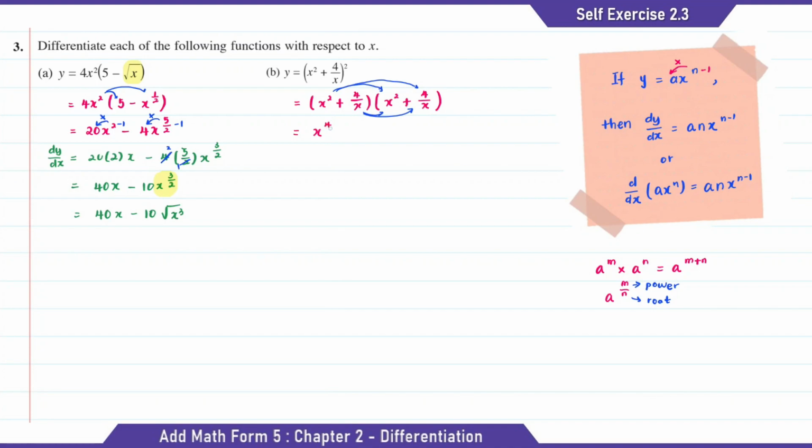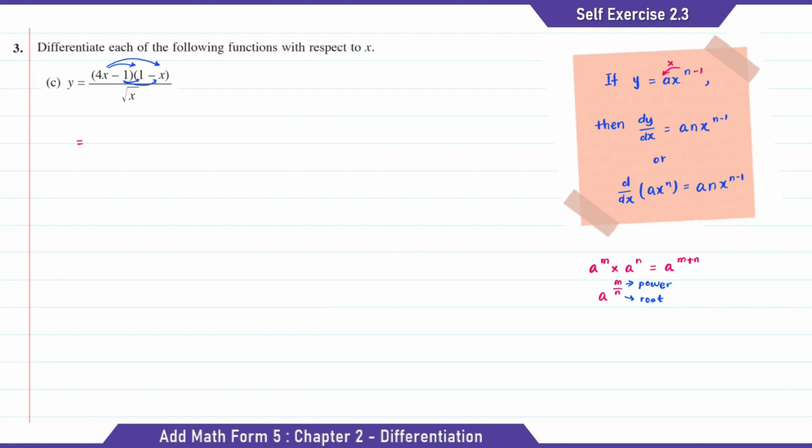Question B. So first, we're going to expand this. This is equal to x to the power of 4 plus 4x plus 4x plus 16 over x squared. Next, we're going to get x to the power of 4 plus 8x plus 16x to the power of negative 2. To differentiate this, we're going to get 4x to the power of 3 plus 8, then 16 times negative 2, which is negative 32, x to the power of negative 3. So to write the power here in positive form, we're going to get 32 over x cubed.